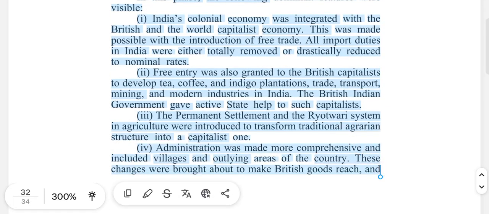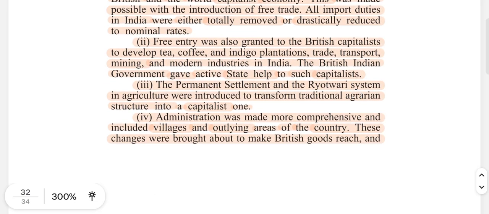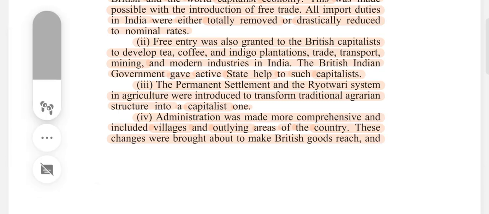This was made possible with the introduction of free trade. All import duties in India were either totally removed or drastically reduced to nominal rates. 2. Free entry was also granted to the British capitalists to develop tea, coffee, and indigo plantations, trade, transport, mining, and modern industries in India. The British Indian government gave active state help to such capitalists.